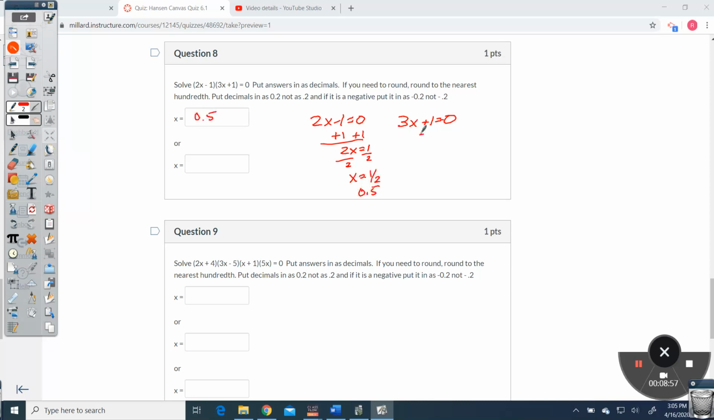Then on this one, I minus the 1. So 3x equals negative 1. Divide it by 3. X equals negative 1/3. When I divide that, I get negative 0.333 forever. So negative 0.33 to the hundredths.